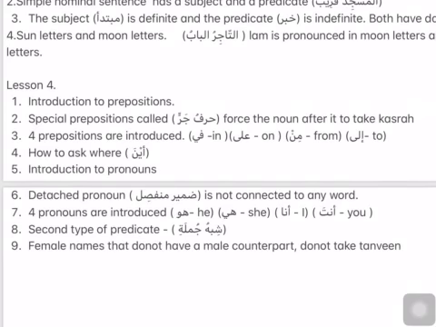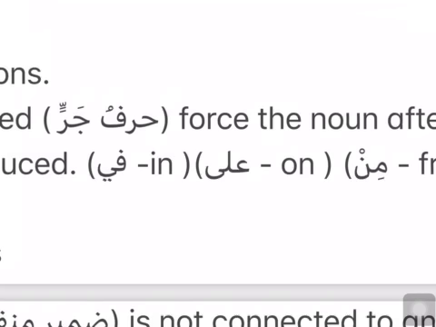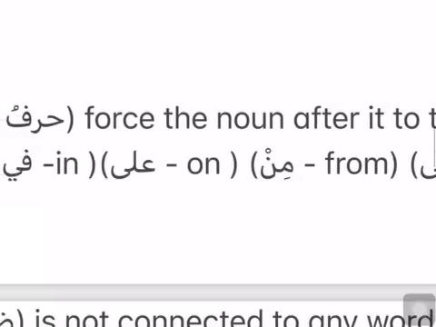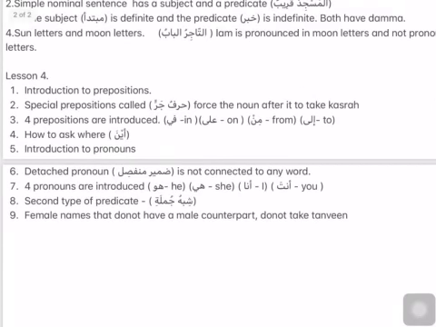In lesson 4, we were taught a number of things. We were introduced to the preposition called harfu jarrin. This has an action, harf jar. It forces the noun after it, the ism after it, to take a kasra. We were introduced to 4 of these prepositions. Fi, which means in. Ala, which means on. Min, from, and ila, to. So 4 huruf of jar were introduced to us.